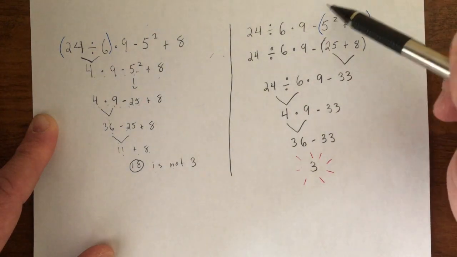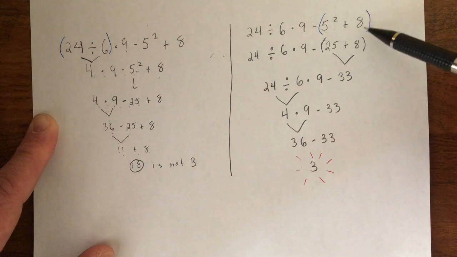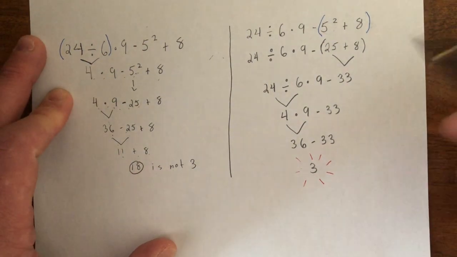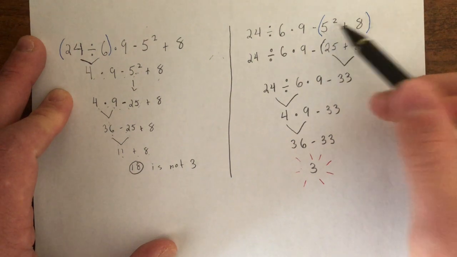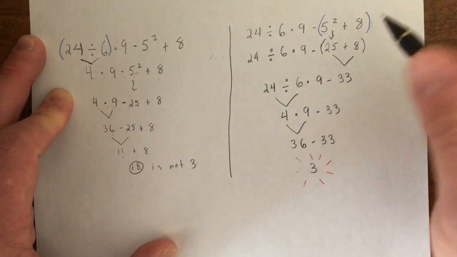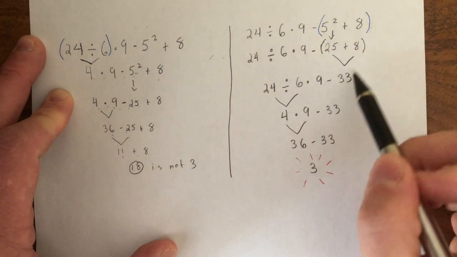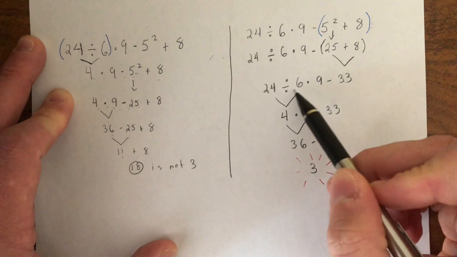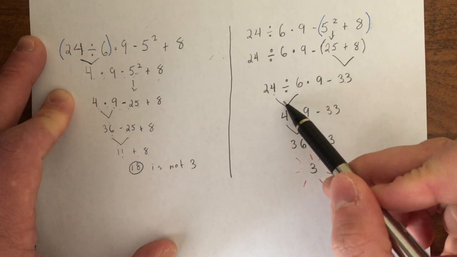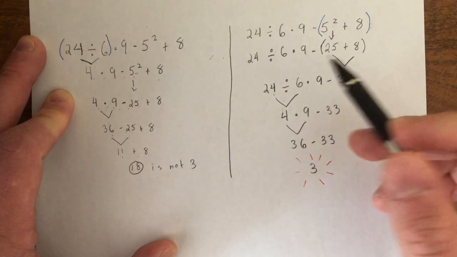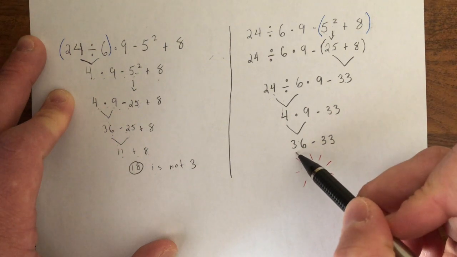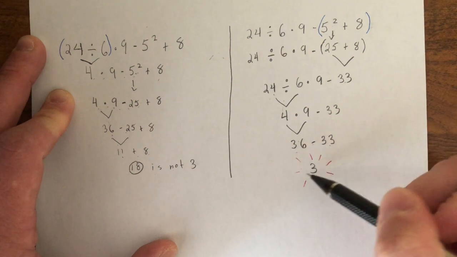So then, what I did next was I guessed that my parentheses went around the back. And I simplified it the same way as my first example. 5 squared was 25. 25 plus 8 was 33. And of course I'm carrying the rest down. Next was 24 divided by 6, which was 4. Carry the rest down. 4 times 9 was 36. Take away 33, which was 3.